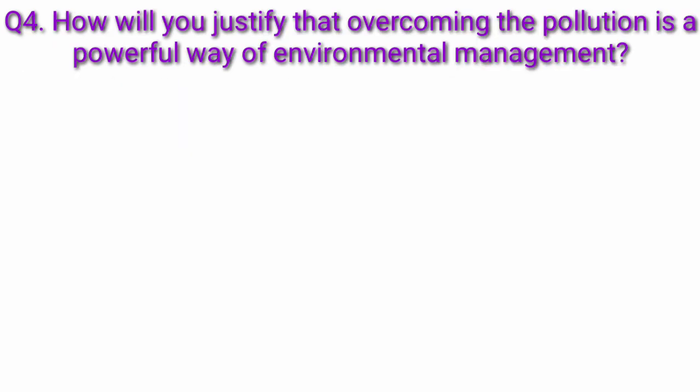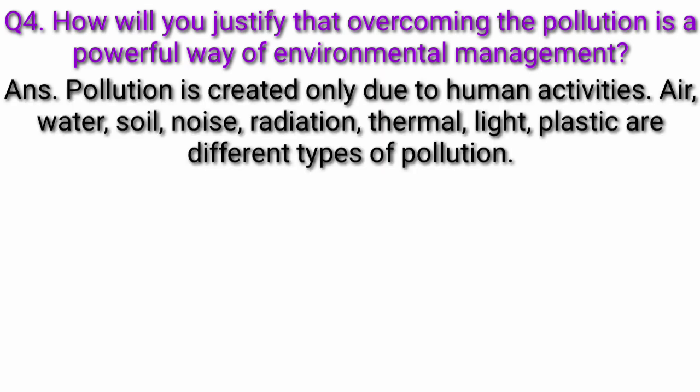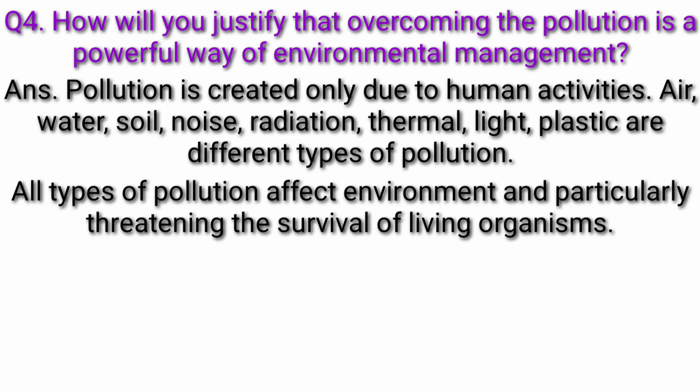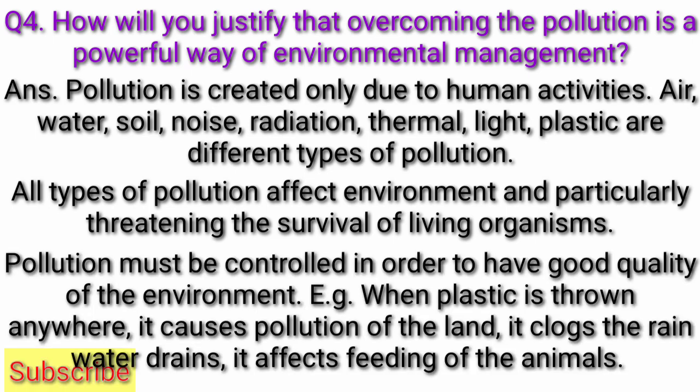Question 4. How will you justify that overcoming pollution is a powerful way of environmental management? Answer: pollution is created only due to human activities. Air, water, soil, noise, radiation, thermal, light, plastic are different types of pollution. All types of pollution affect the environment and particularly threaten the survival of living organisms. Pollution must be controlled in order to have good quality of the environment.